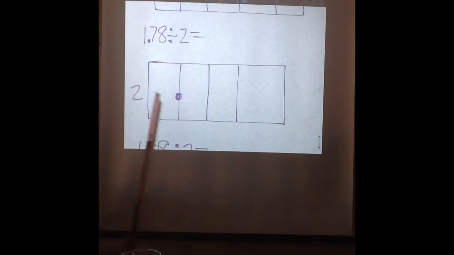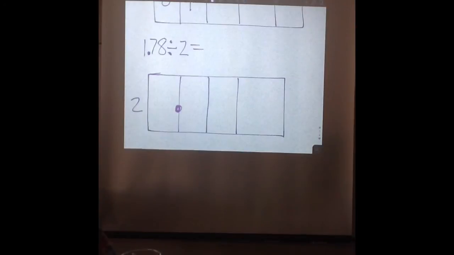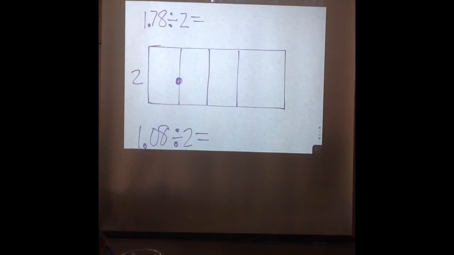All right, I hope you did the problem. Let's check it out. Where do you put the 1.78? Well, you put it right inside the box, right? Now we ask ourselves, and before we do, let's put our decimal up. That way we never forget it. How many 2's are in 1? 0. We put a 0 down here.